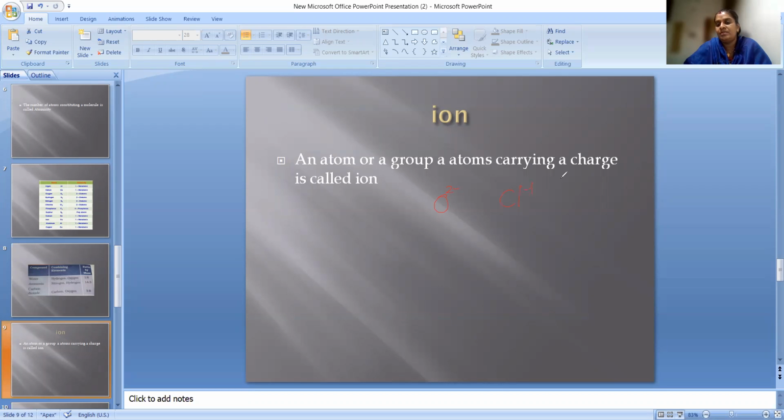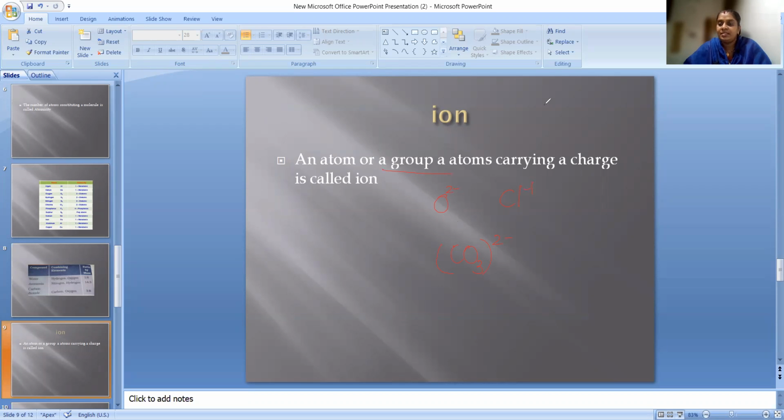Chlorine, -1, it is having a charge, so it's an ion. And there are examples of a group of atoms carrying a charge. For example, CO3, carbonate, CO3 2 minus. This is a group of atoms, and 2 minus is the overall charge of that group of atoms. So this is also an ion.